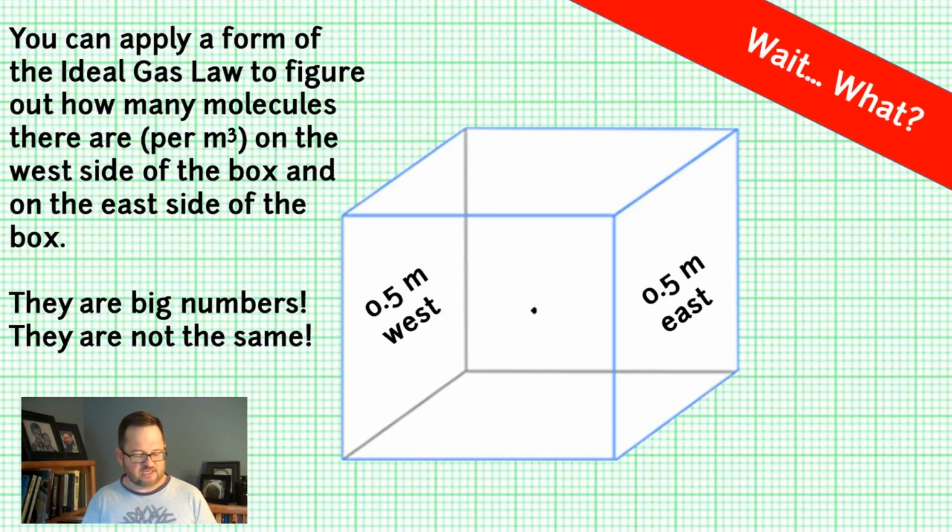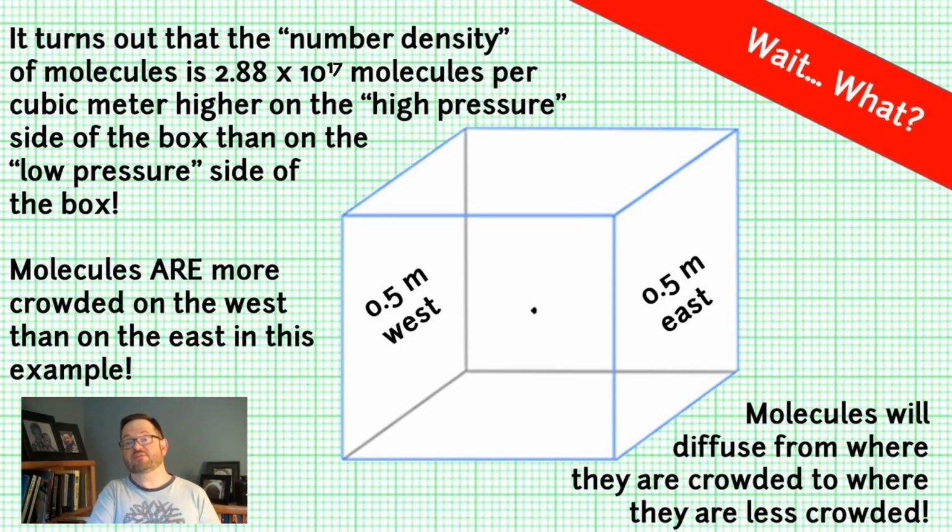It's called the number density of molecules. And what we would find out is the numbers are huge. There's an enormous number of molecules on the west side of the box, and there's an enormous number of molecules on the east side of the box, but the numbers aren't the same. Even though the pressure is different between the east side and the west side of the box, there are a lot more molecules on the west side, on the high pressure side of the box, than there are on the east side of the box, where it's lower pressure.